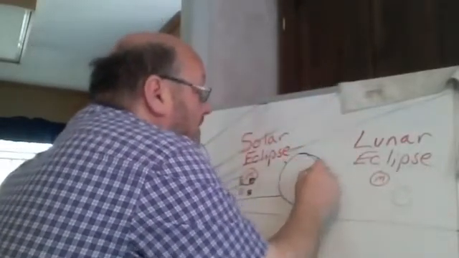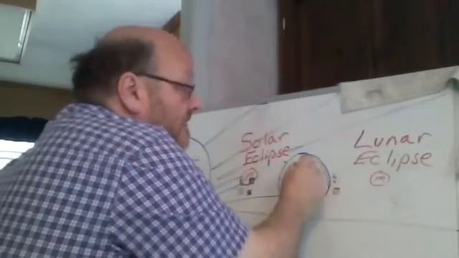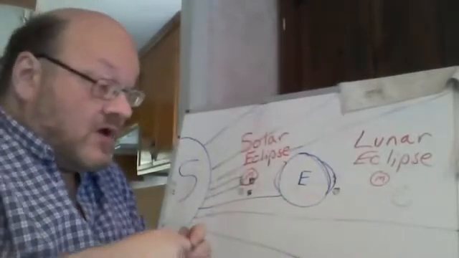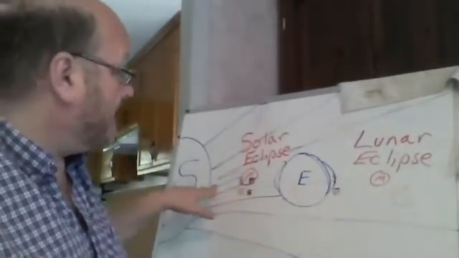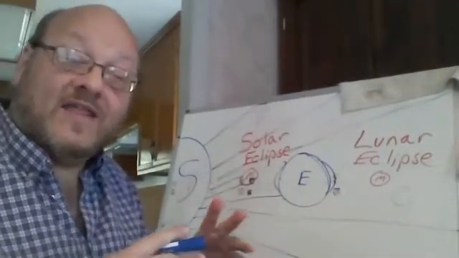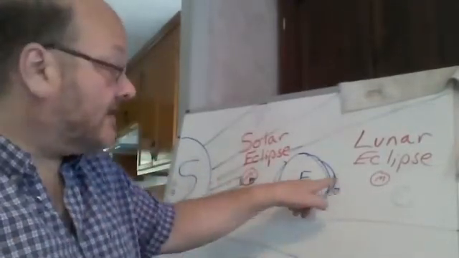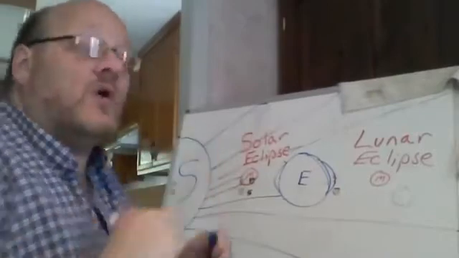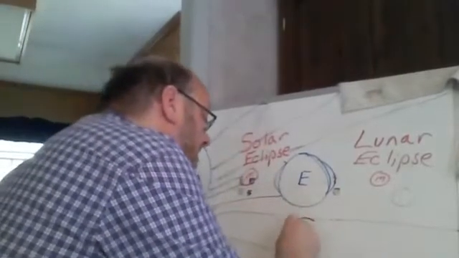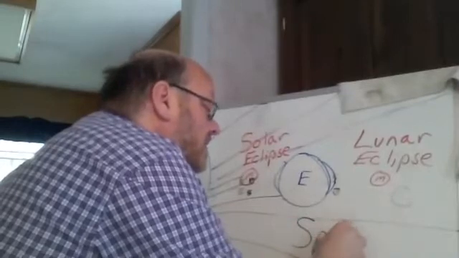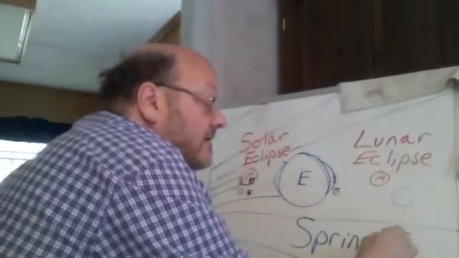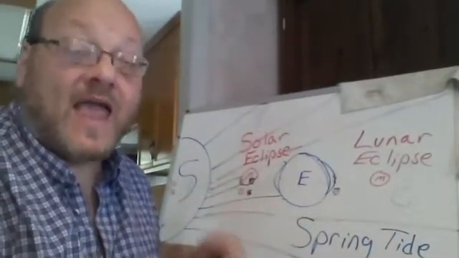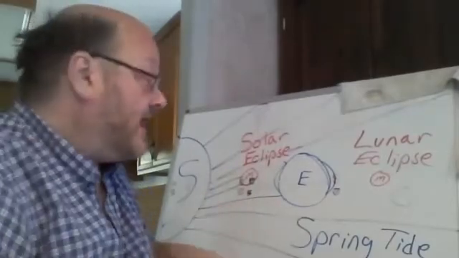You have 75% water on the Earth. When it lines up this way, it actually pulls on the ocean from the lunar and from the solar eclipse. It creates the largest tides, the high tides, the highest highs and the lowest lows. And we call this spring tide. The highest high and the lowest low tide.